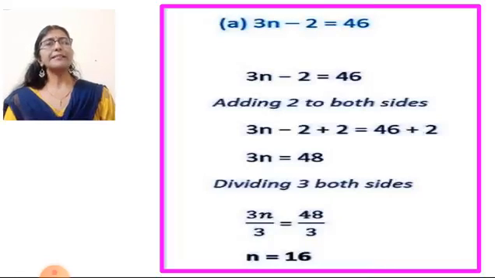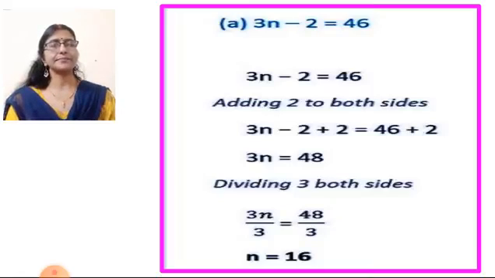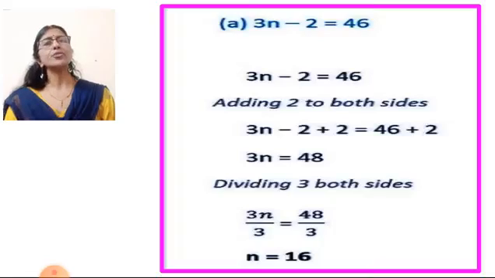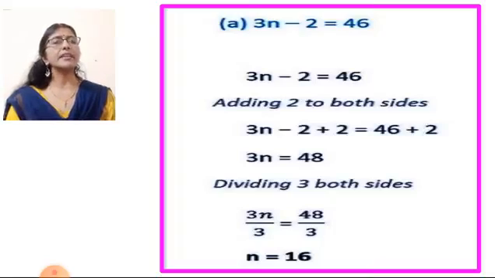Now one more example, 3n minus 2 is equal to 46. So to get 3n, first we will add 2 to both the sides, because we want to remove minus 2 from here. So first we'll write 3n minus 2 plus 2, and the other side of the equation will also be added by 2, 46 plus 2, and then minus 2 plus 2 will become 0, so only 3n will be left. 3n is equal to, now the right hand side of the equation will become 46 plus 2, 48.